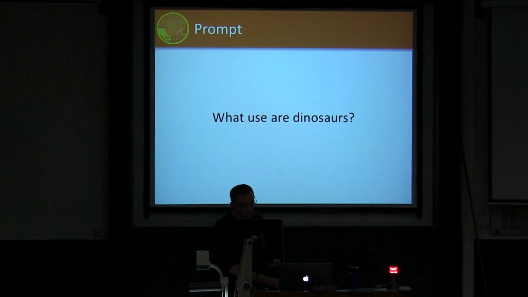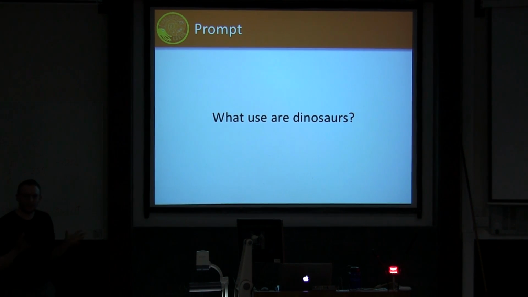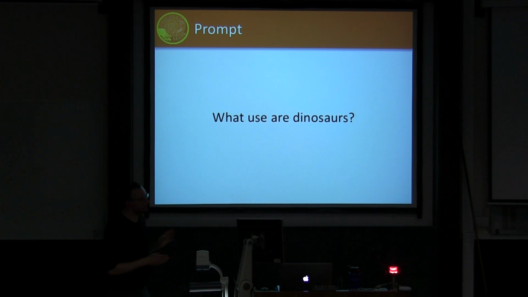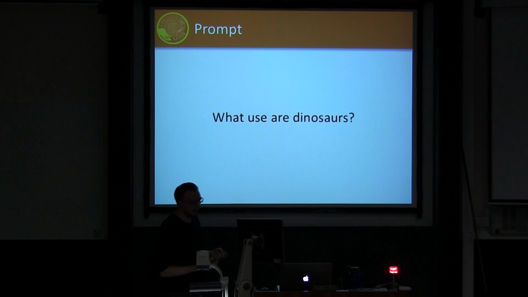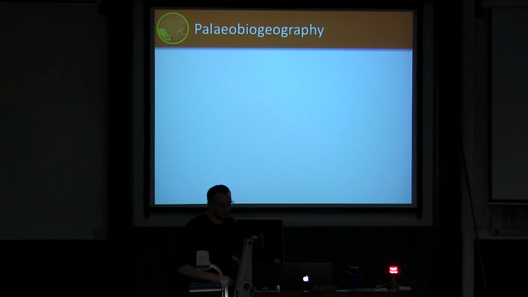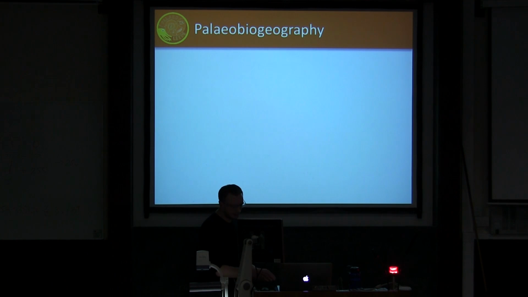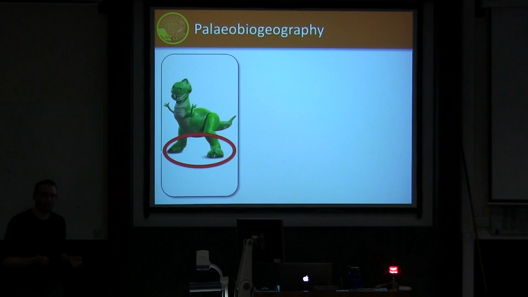The prompt for this is essentially what use are dinosaurs? Dinosaurs get a lot of press because they're dinosaurs, but if we were trying to be more objective about it, what are dinosaurs really good at that maybe other clades aren't good at? I would argue perhaps palaeobiogeography is one of the best things they might be good for. And there's a few reasons for that. First of all, they are cursorial. Obviously, there's a big exception to that we'll get to later.